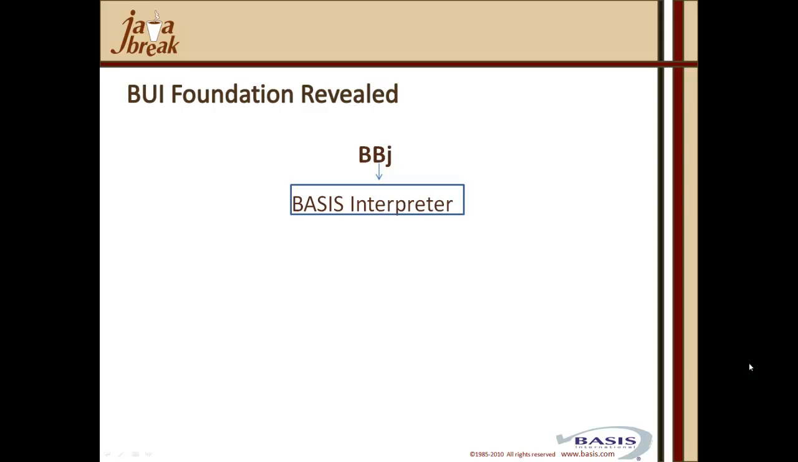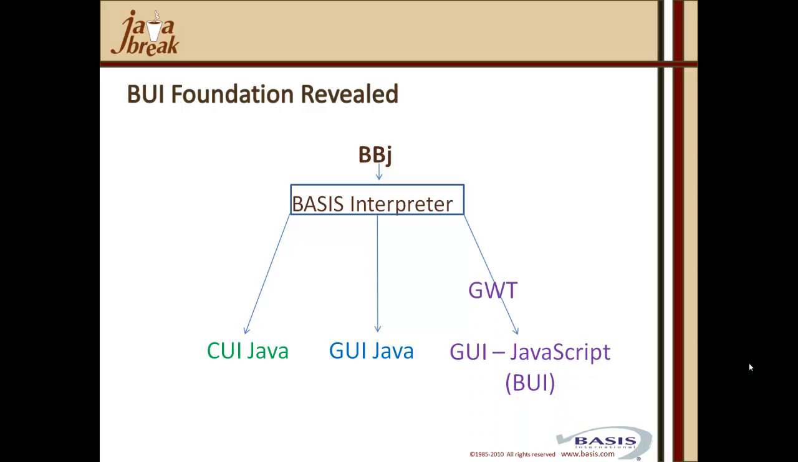The next deployment advancement was to eliminate thin client requirements and have our order entry app run cross-platform and cross-browser. This was called a browser user interface that we developed and called BUI. BBJ is the Basis interpreter that we use to create CUI Java and GUI Java. And we added a third leg to now use the Google Web Toolkit, called GWT, for GUI JavaScript. That GUI JavaScript is what we refer to as BUI.